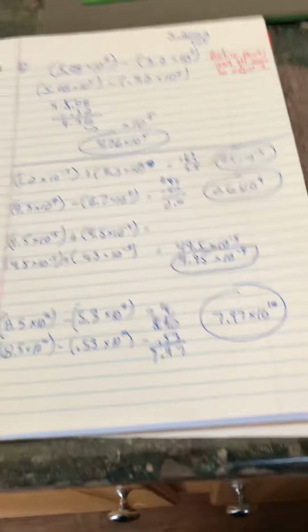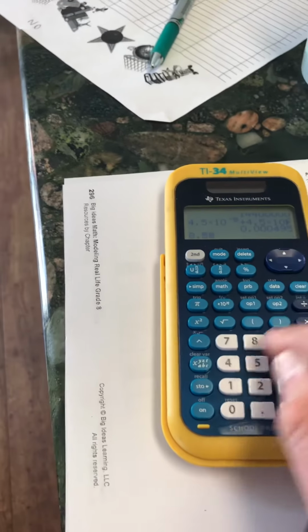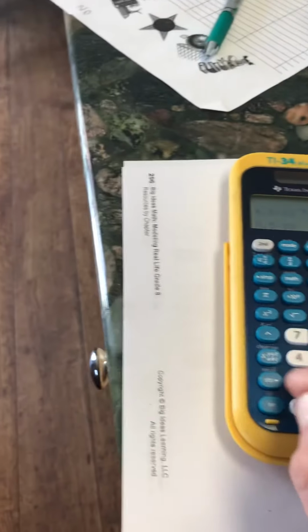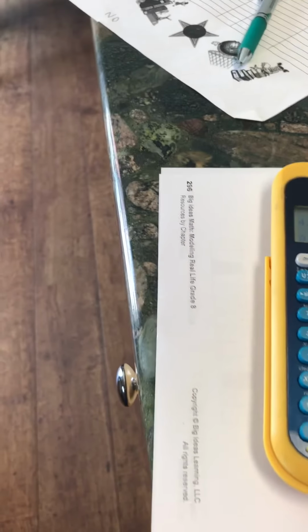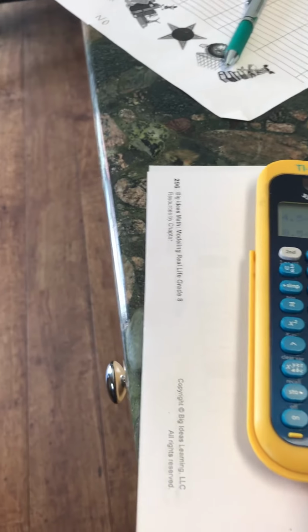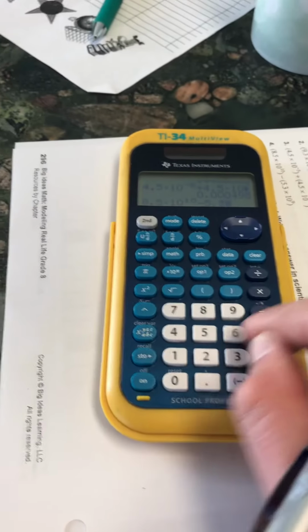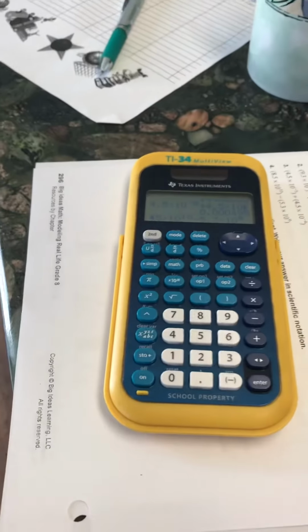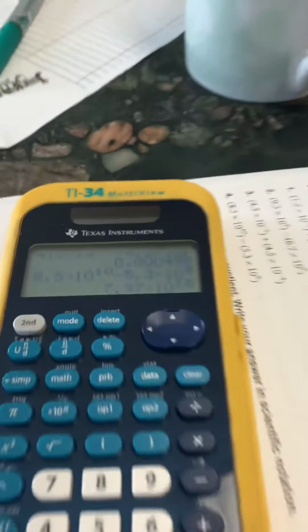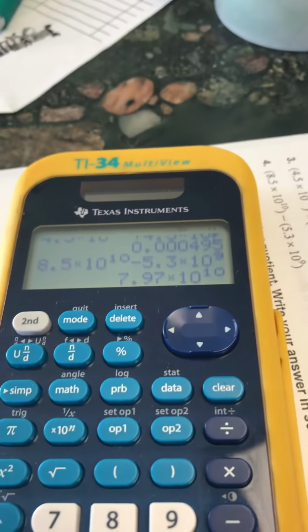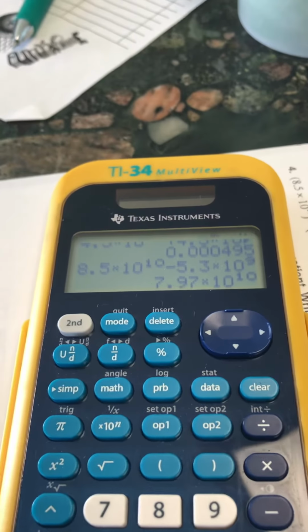That's in scientific notation. Let's just do a quick check on the calculator. 8.5 times 10 to the 10th minus 5.3 times 10 to the 9th. Hit enter, and this guy gives it to me right in scientific notation already, and that's the answer that we got. 7.97 times 10 to the 10th.